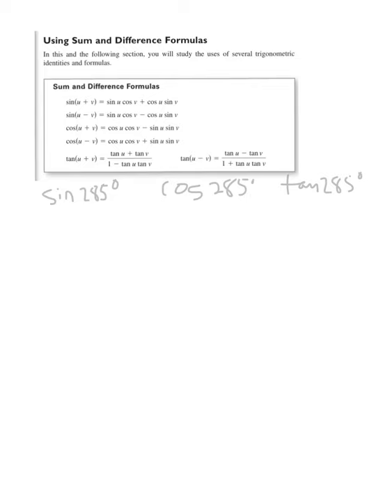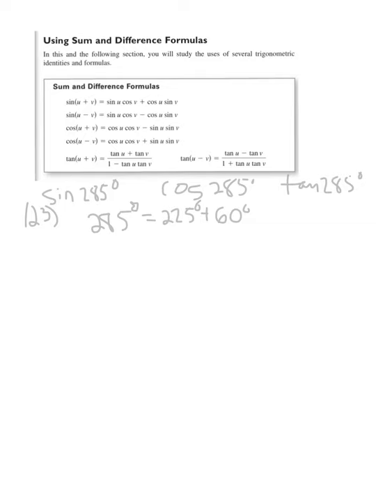Anyway, the first one asks for the six trig functions, or not six, it asks for the sine, cosine, and tangent of 285. The first step is to think a little bit and come up with two numbers that, either added or subtracted, give you 285. So the first time I didn't do it right, so always try again, right? But 225 plus 60 would be 285.